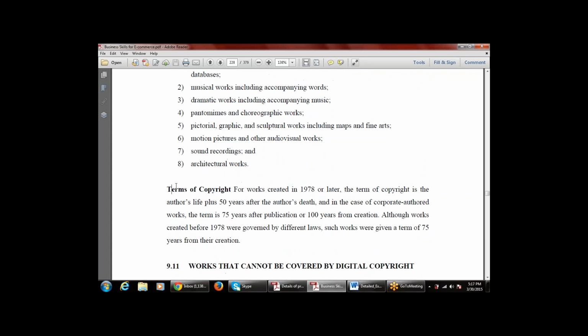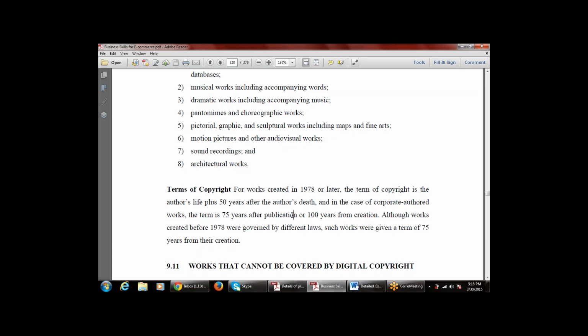Then terms of copyright, that is, what is the duration of the copyright. For works created in 1978 or later, the term of copyright is the author's life plus 50 years after the author's death. That is the duration of the copyright.